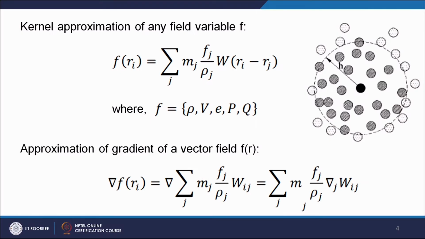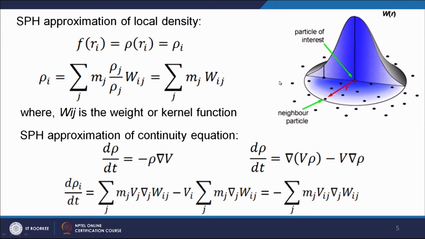Then rho i will be equal to Mj into rho j by rho j into W of Ri minus Rj. So, rho j can be cancelled out. Finally, we get that rho i is nothing but the summation of Mj into Wij, with rho j cancelling out over here. Now, this Wij is nothing but the kernel function. So, the density of a particle can be defined by the summation of Mj into Wij.